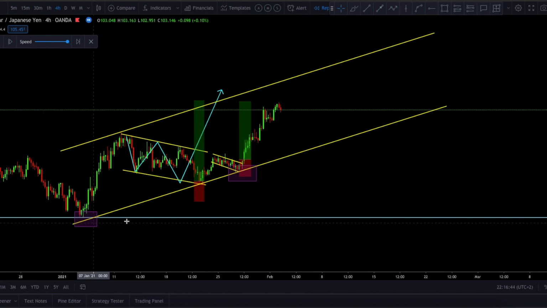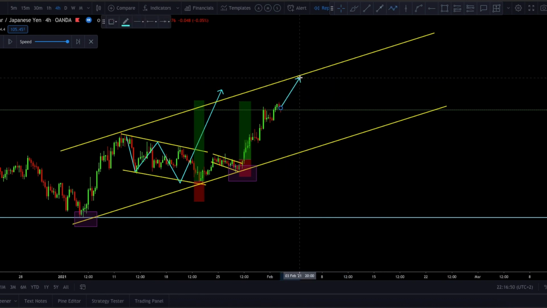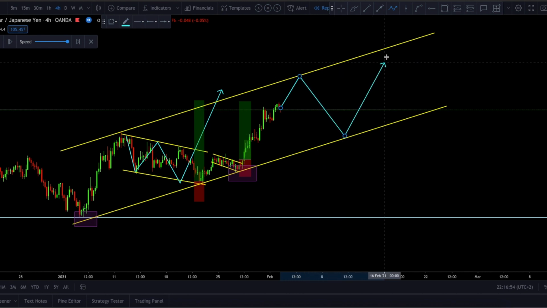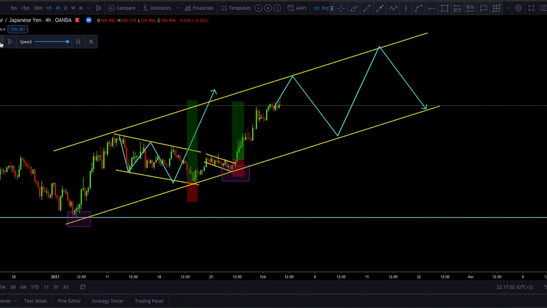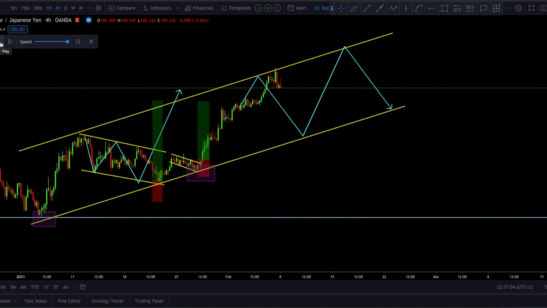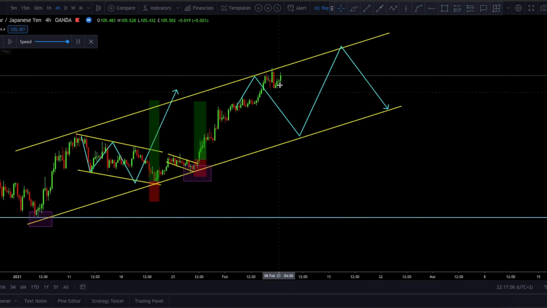Connect it with this one. So it might push up just a little bit, bounce here, come back here, go back. So it's now within these two trend lines. So every time it touches this line, see now, it touches this trend line, it gives me this first impulsive move.